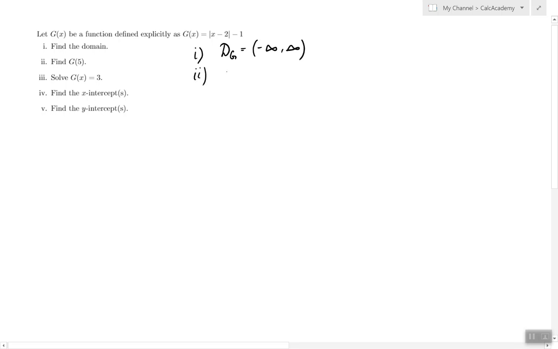To evaluate this function at 5, we simply have to replace x with the value 5. So g of 5 is 2.